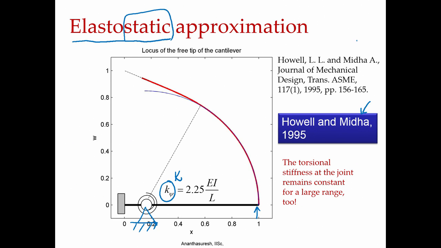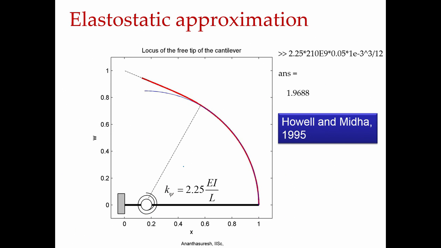And this is the paper where they published in 1995, several years after Burns and Crossley, but they had this wonderful observation that this kappa is constant. Okay. And that is their thing. In fact, in this particular case, I put that they had given this expression also, 2.25 times EI by L. We will come to how they arrived at this particular formula for the torsion spring constant.